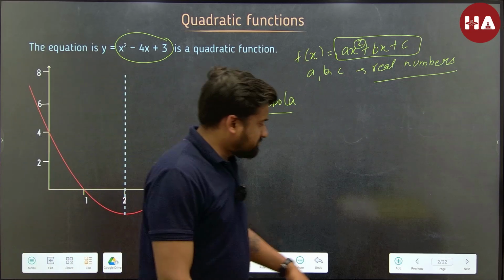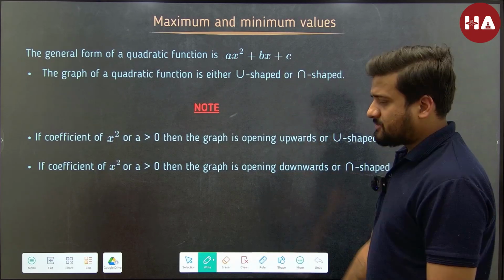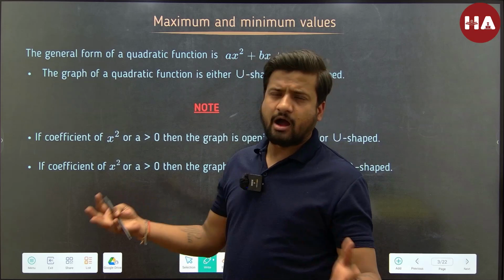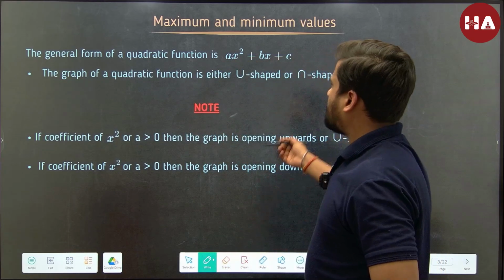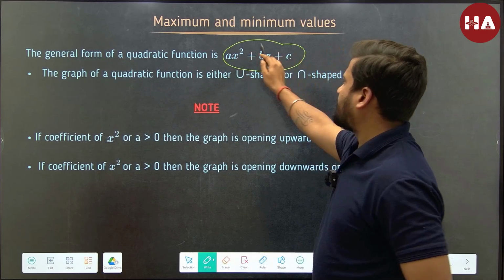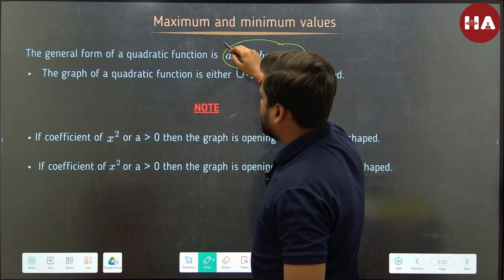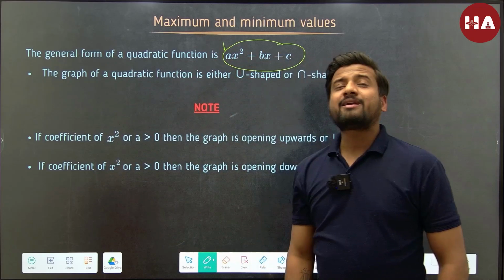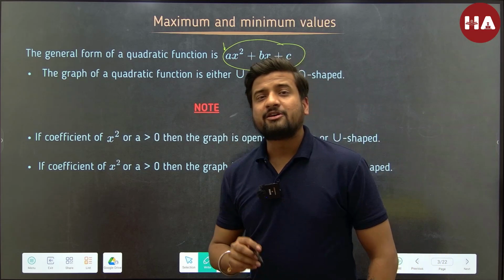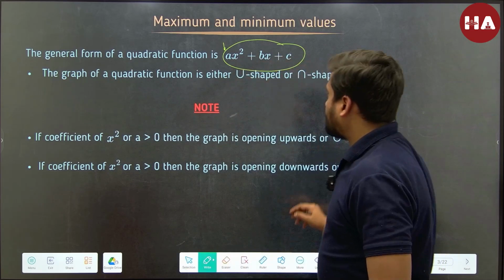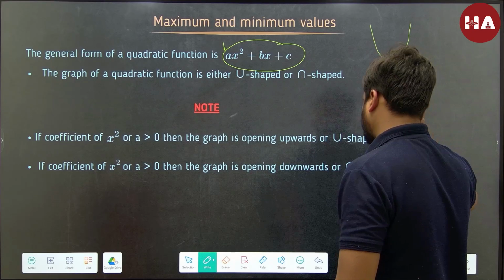All right, so let's move on to the next topic, that is maximum and minimum value. And how do we find out the maximum and minimum value? So the general form of a quadratic equation is this, that I have already told you. Now here a is the coefficient of x², and a determines whether my graph will be something like this or something like this.